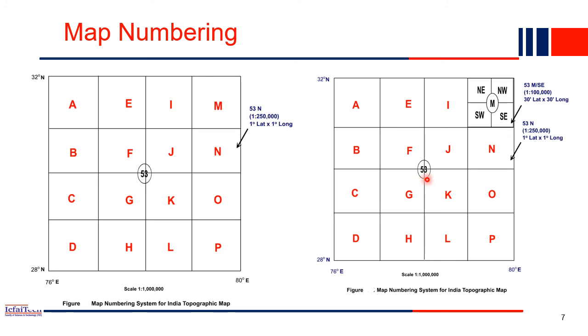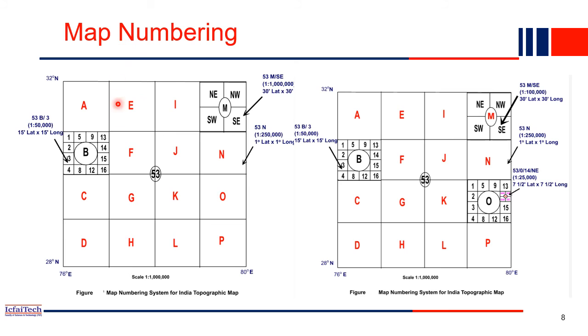We call this entire area 53, this portion 53 M, and then SE means this portion, right? This portion you want to call it. Like that, we again classify further. So further mapping is done here, as I mentioned. This is 4 degree by 4 degree, right?